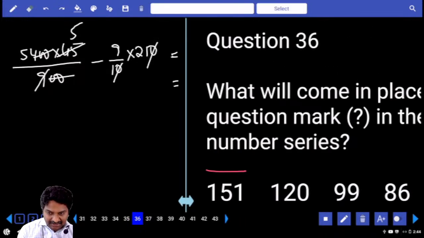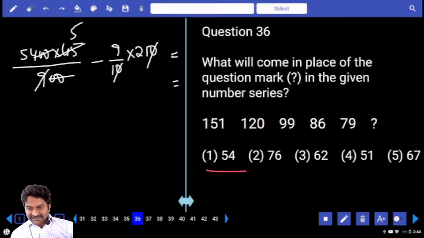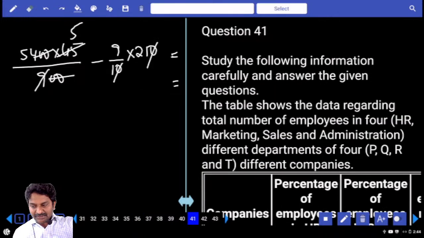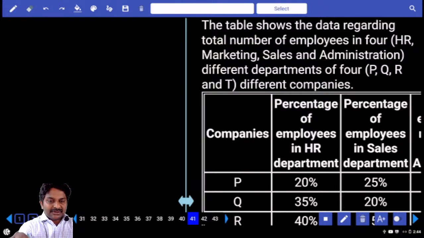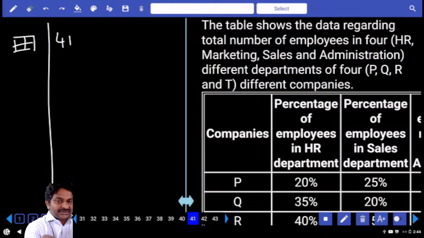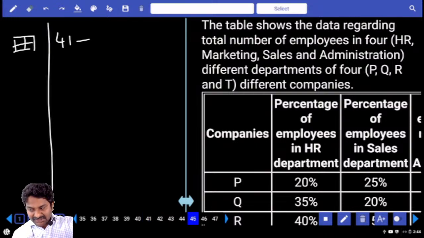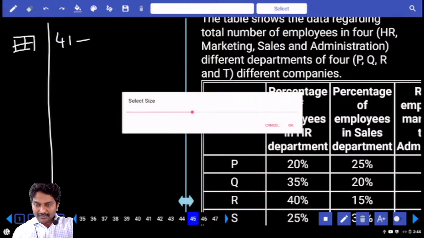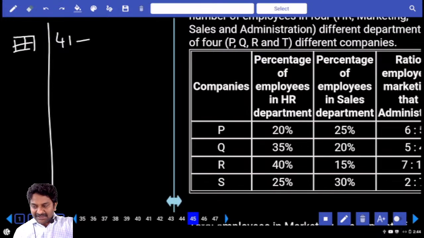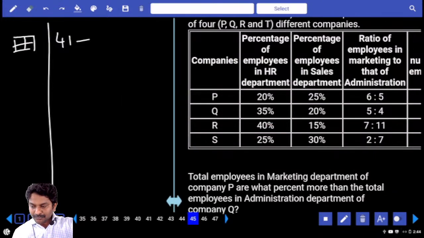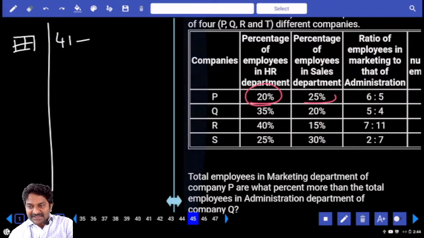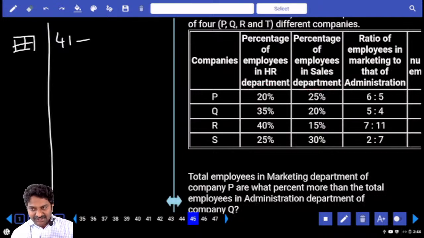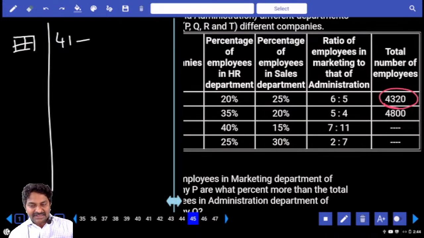Right. So we have number series now. We can continue this. Normal number series only. Next, 41 onwards, we have a table from 41 onwards. 5 questions. Just observe the table first. Just observe whether it takes time or not. HR employees percentage is mentioned. Sales department employees percentage is mentioned. And then total employees are there.